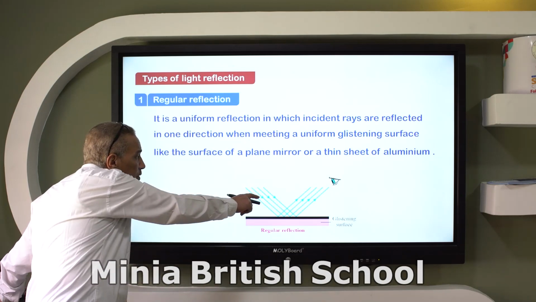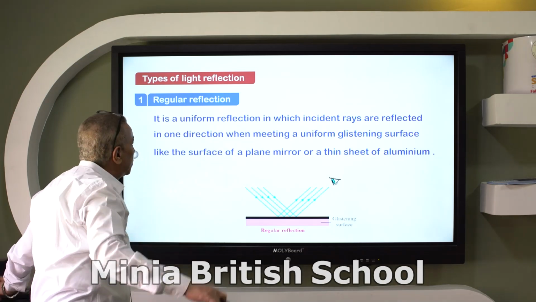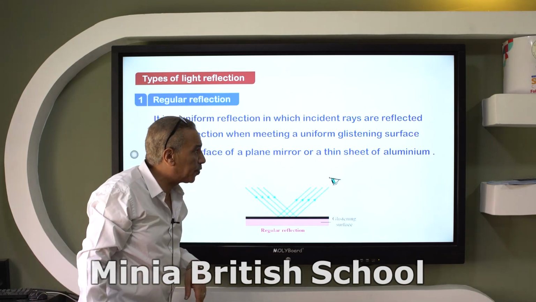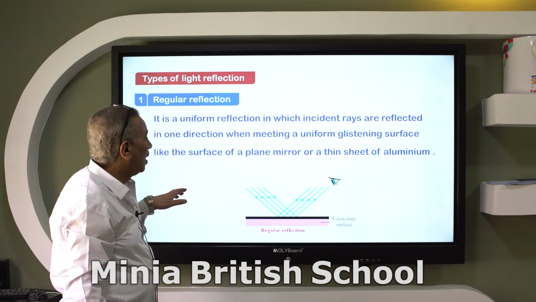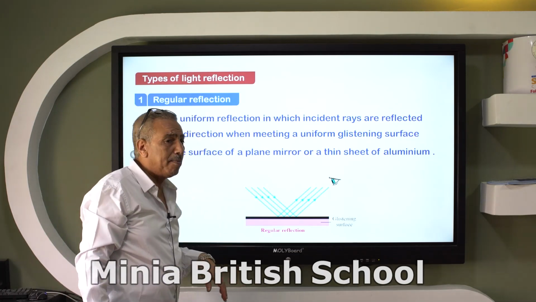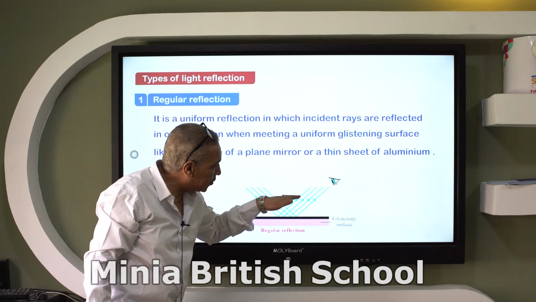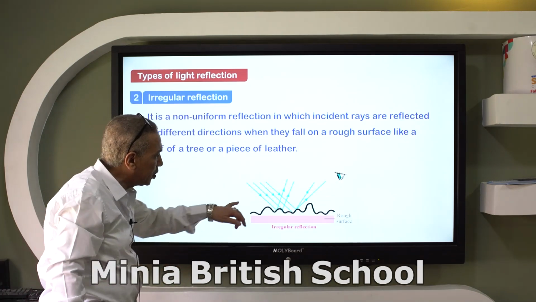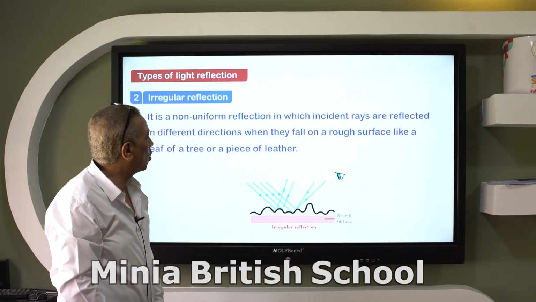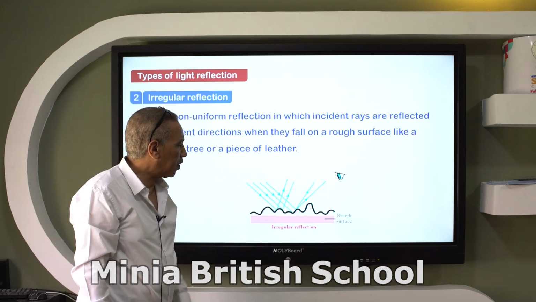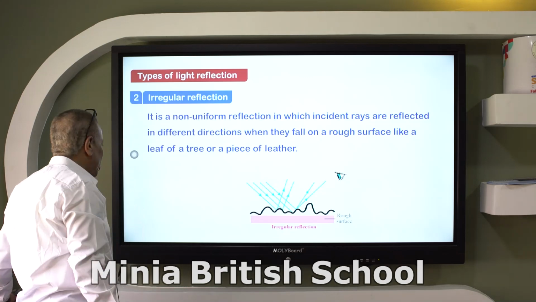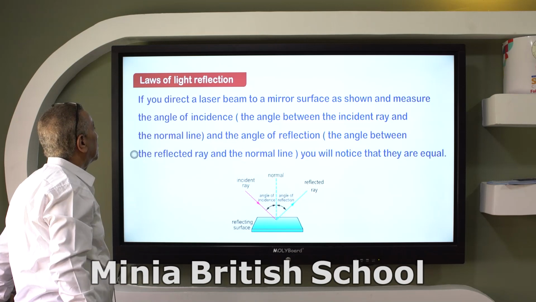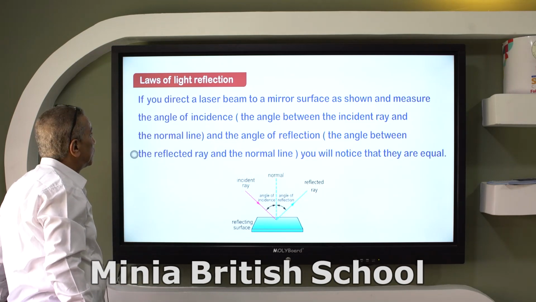What happened here? There is a rebounding or returning back of the light ray due to hitting a reflecting surface. And this kind of reflection exactly is called regular reflection, when the light ray falls on a smooth surface, such as the plane mirror, and they are reflected in one direction. But look at this picture. This is irregular or non-uniform reflection if they are reflected in different directions, and this is a rough surface, not a reflecting surface, not a smooth surface.